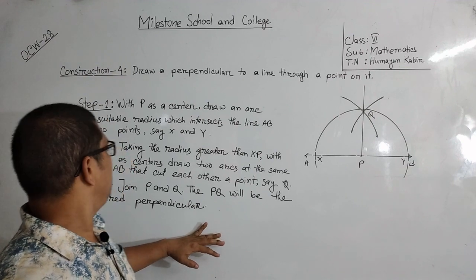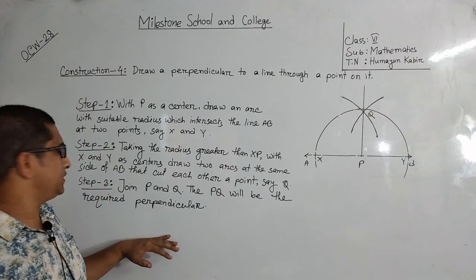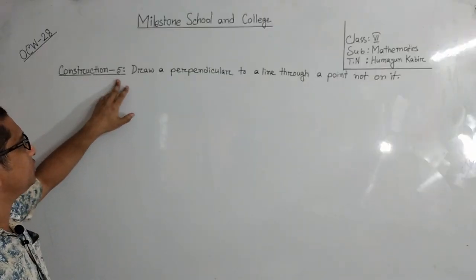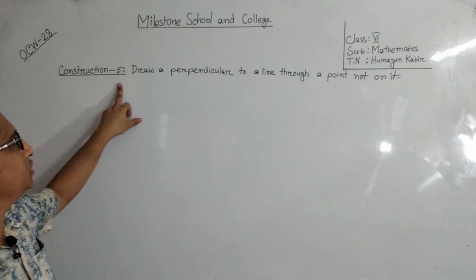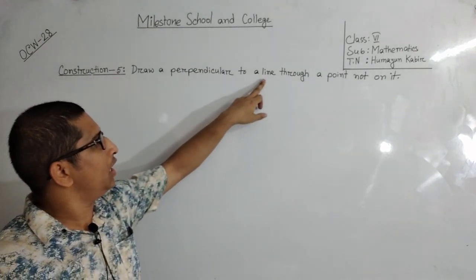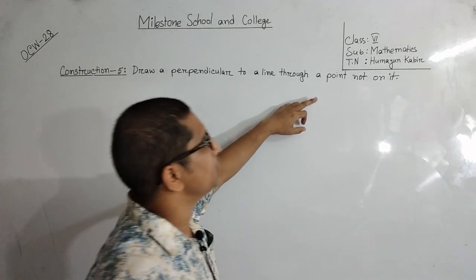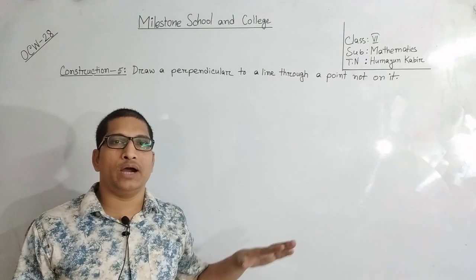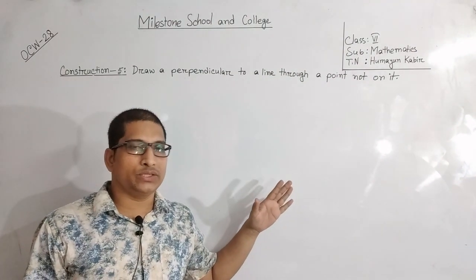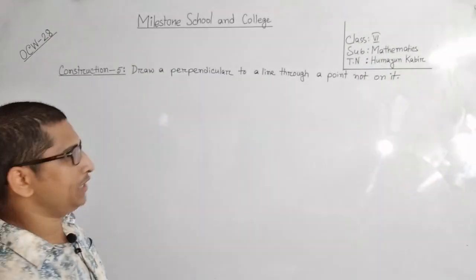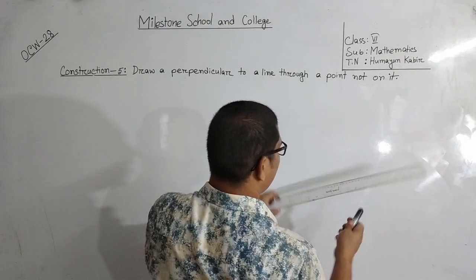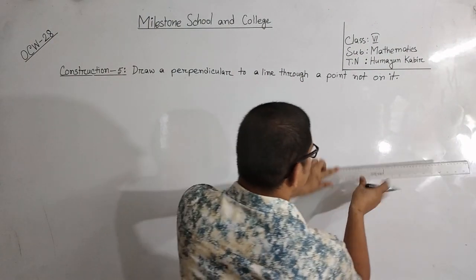So okay, here everyone write in your CW copy. Now construction 5. What is the question? Draw a perpendicular to a line through a point not on it. That means here we need a line and a point, but this point is outside the line. So what will we do? At first we will take a line, by the help of ruler.